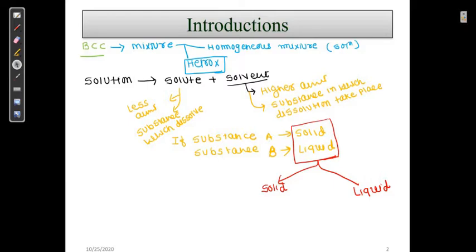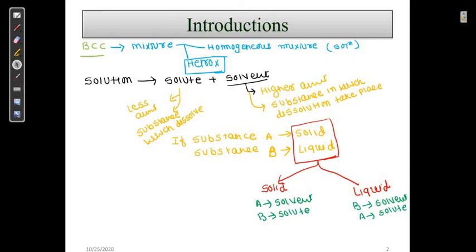Here substance A is more, so substance A is the solvent. If the resulting solution is available in the form of liquid, then B will be the solvent. That means B is the solvent here, and A is the solute. Right. After that, there are binary solutions, ternary solutions, and we have quaternary solutions also.